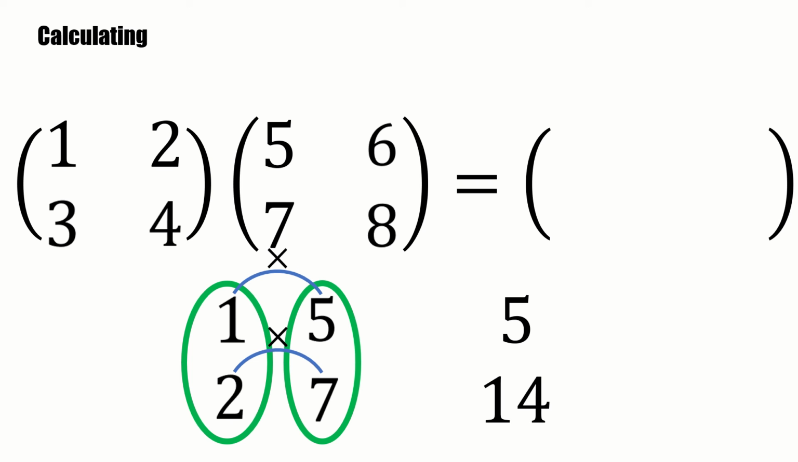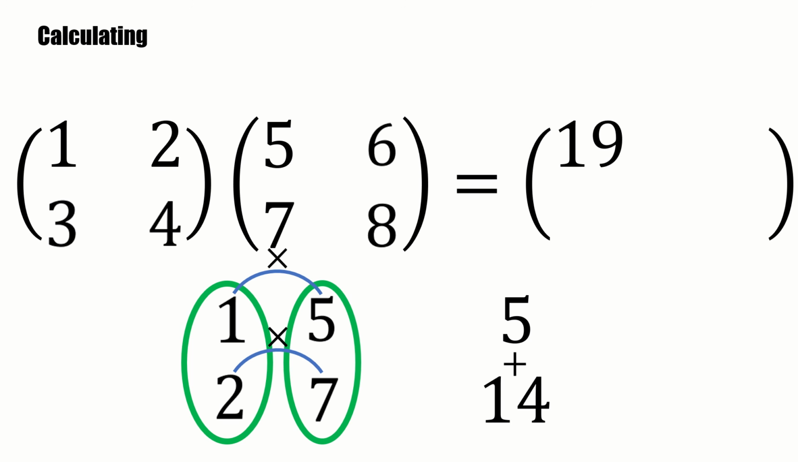In this case, we only had 2 pairs of numbers to multiply together. But if your rows and columns are longer, you're going to have more pairings to multiply. All you've got to do is continue the process, multiplying all those pairs of numbers together in the same way. Once you've got those mini results, you then add those results together. In this case, I only have 2 numbers to add because I only had 2 pairings. But if you had 3 pairings, you'd have 3 numbers to add together, and so on. So 5 plus 14 is 19, and that goes in my top left-hand corner because we did the first row with the first column.